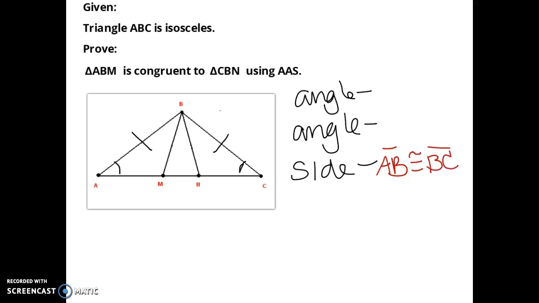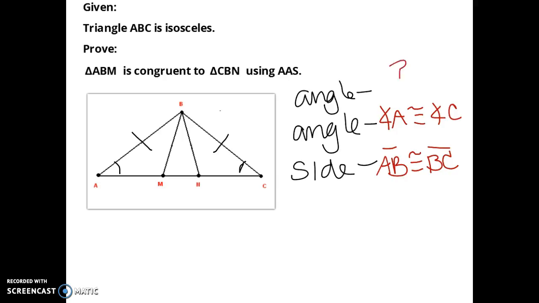How do we know that? By the very definition of isosceles triangle. We also know an angle is congruent. We know that angle A is congruent to angle C. Why? The definition of isosceles triangle. So what are we missing?